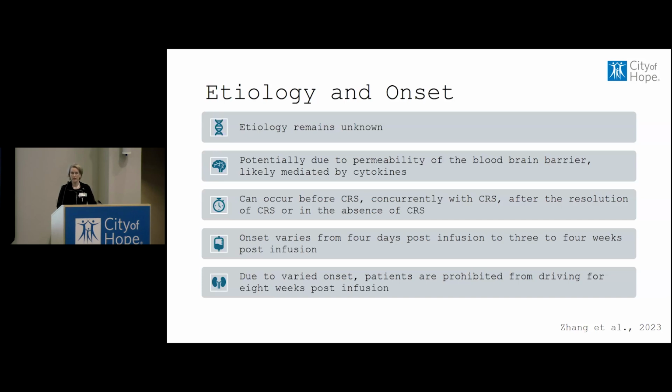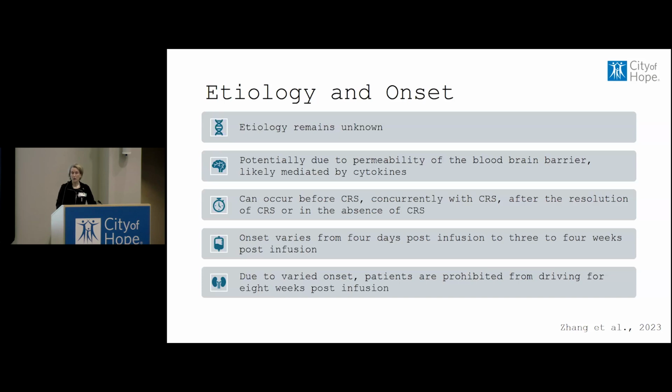Usually the onset varies from about 4 days post-infusion up to 3 to 4 weeks post-infusion. This is why patients have to be monitored very closely for 4 weeks after infusion, because there is this potential of late onset ICANS.